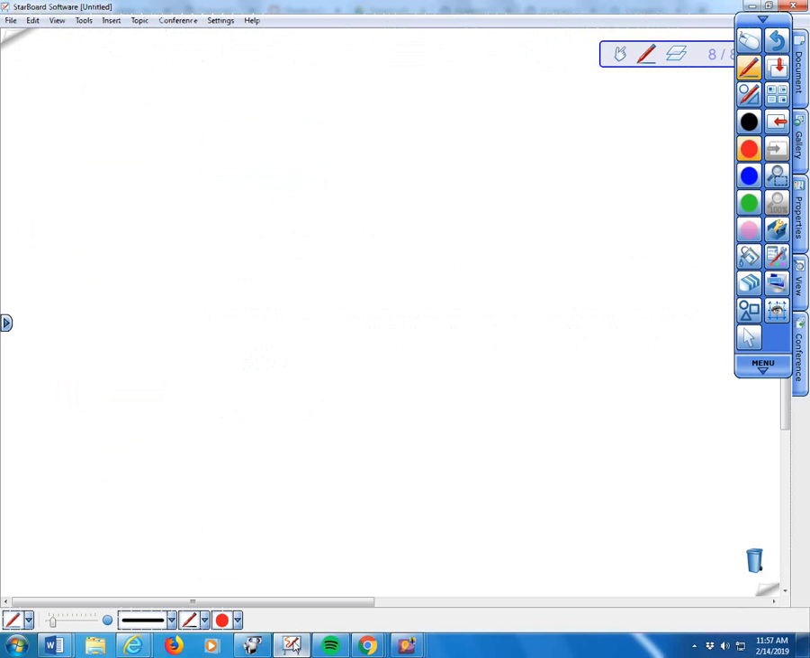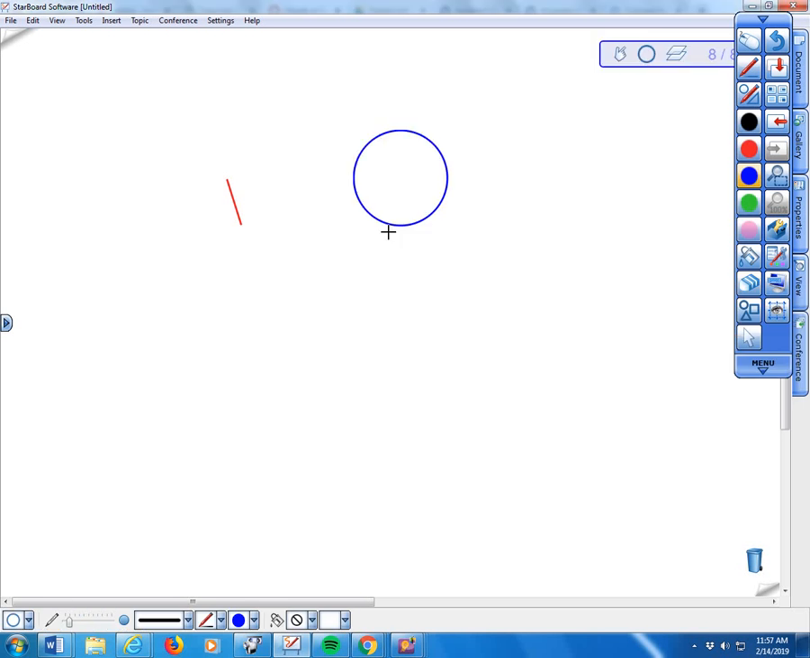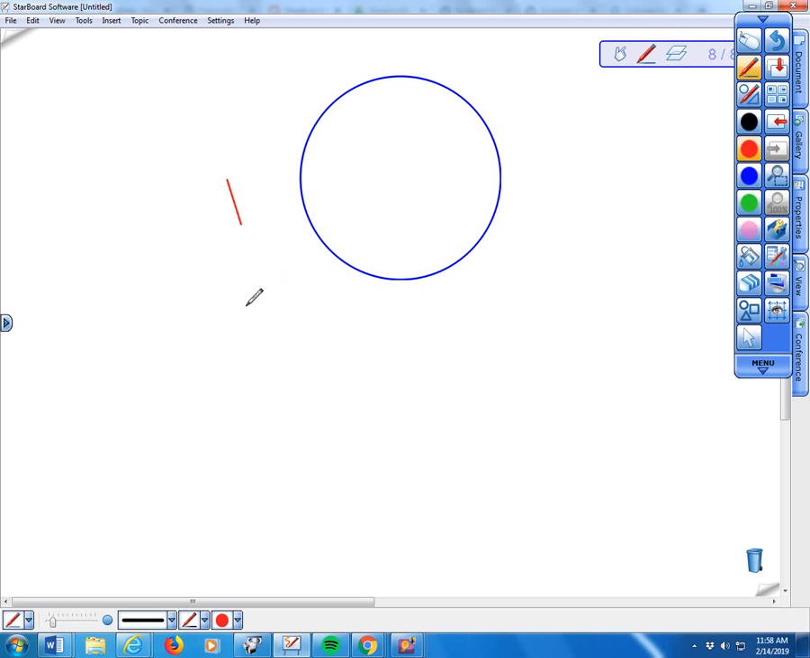Let me just use my fun tools here so I can draw a circle. Let's see. I can't remember how to do it. Nope. I'm trying to do something fun and I can't figure things out. There they are. Shapes. That's what I want. Circle. Okay. So I have a circle with a line by it that I can't erase.